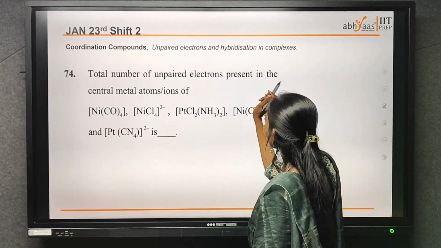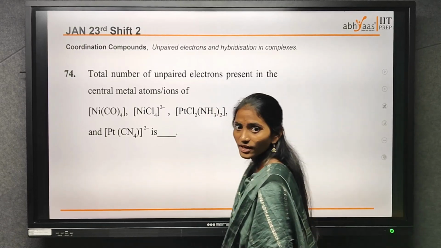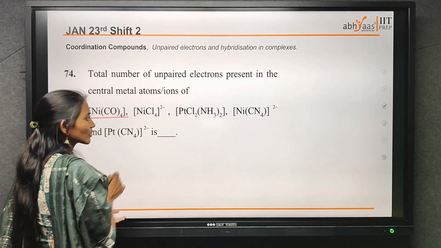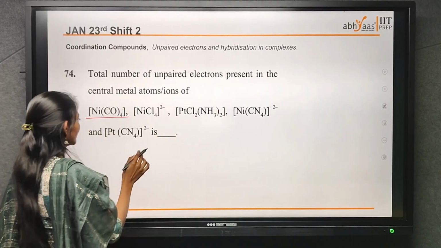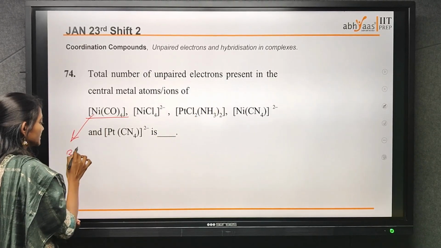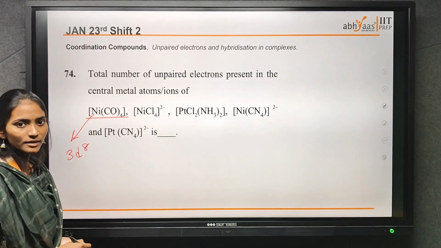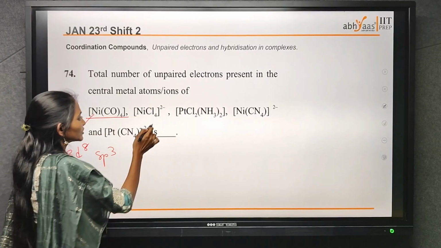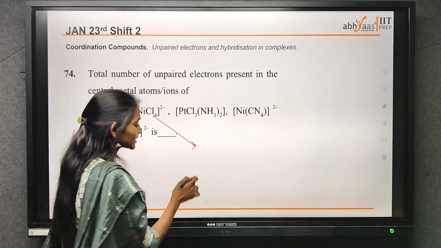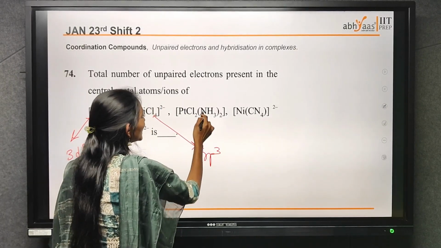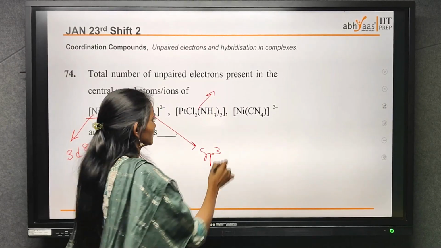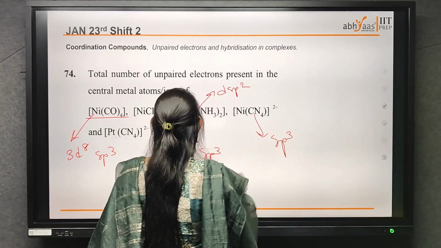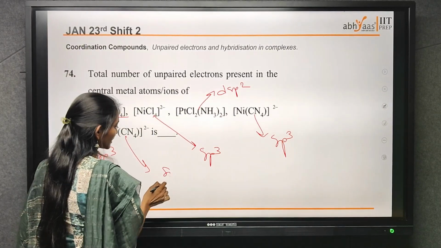Total number of unpaired electrons present in the central metal atom of ions. We are having here nickel carbonyl Ni(CO)4, nickel chloride and platinum, and nickel cyanide and platinum. Here nickel means which is 3d8, right? So here what we are having, this is sp3 hybridization, and coming to this case, what is the hybridization here? sp3. And here we are having dsp2 and here you are having sp3 hybridization.